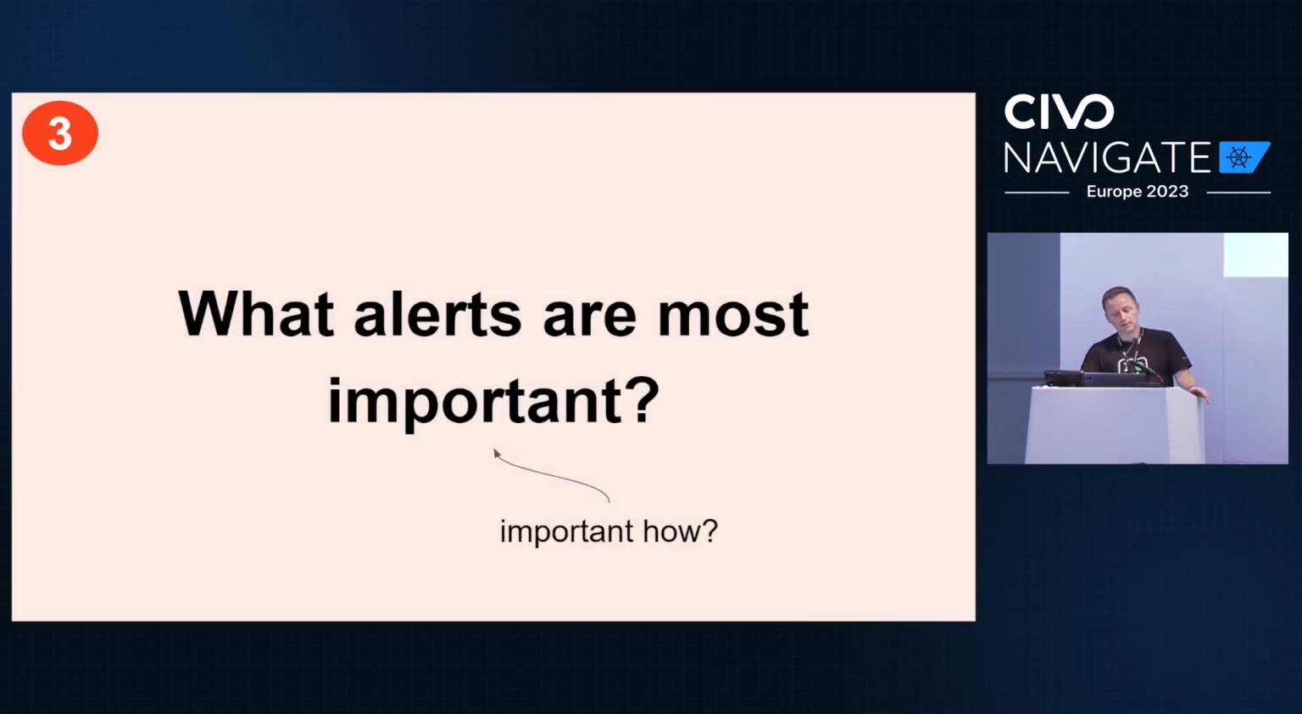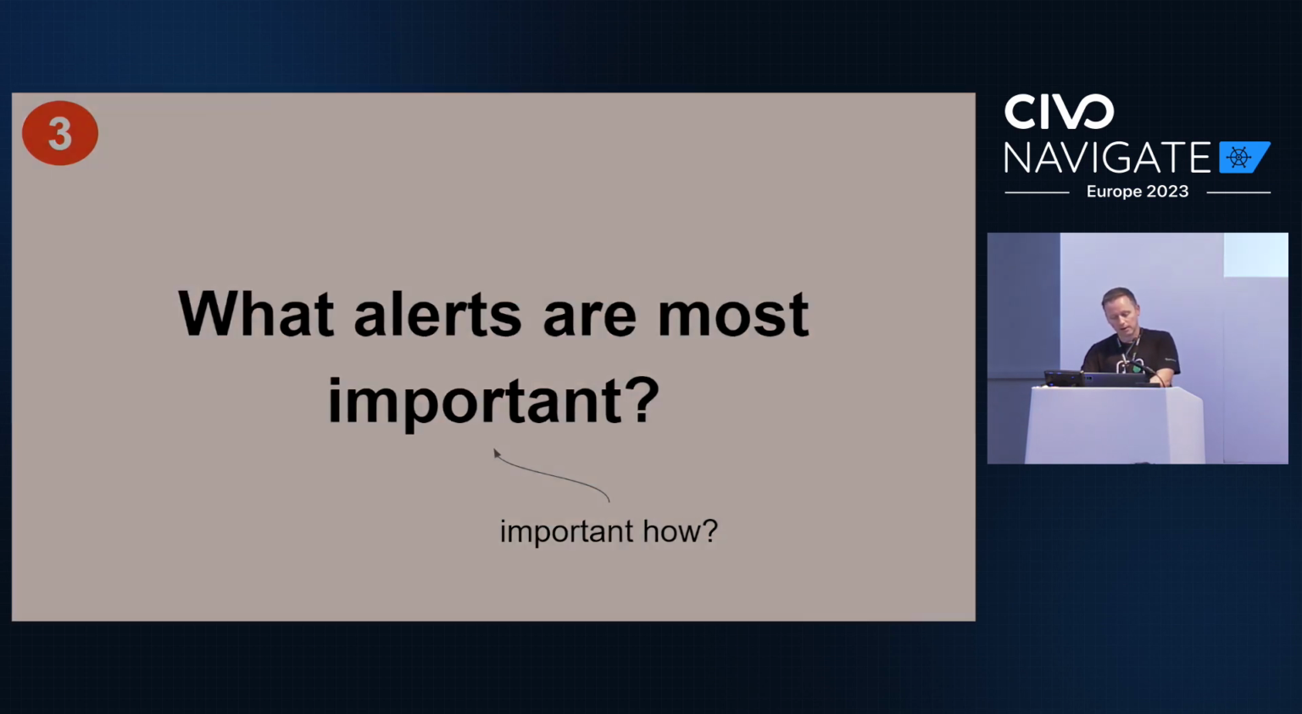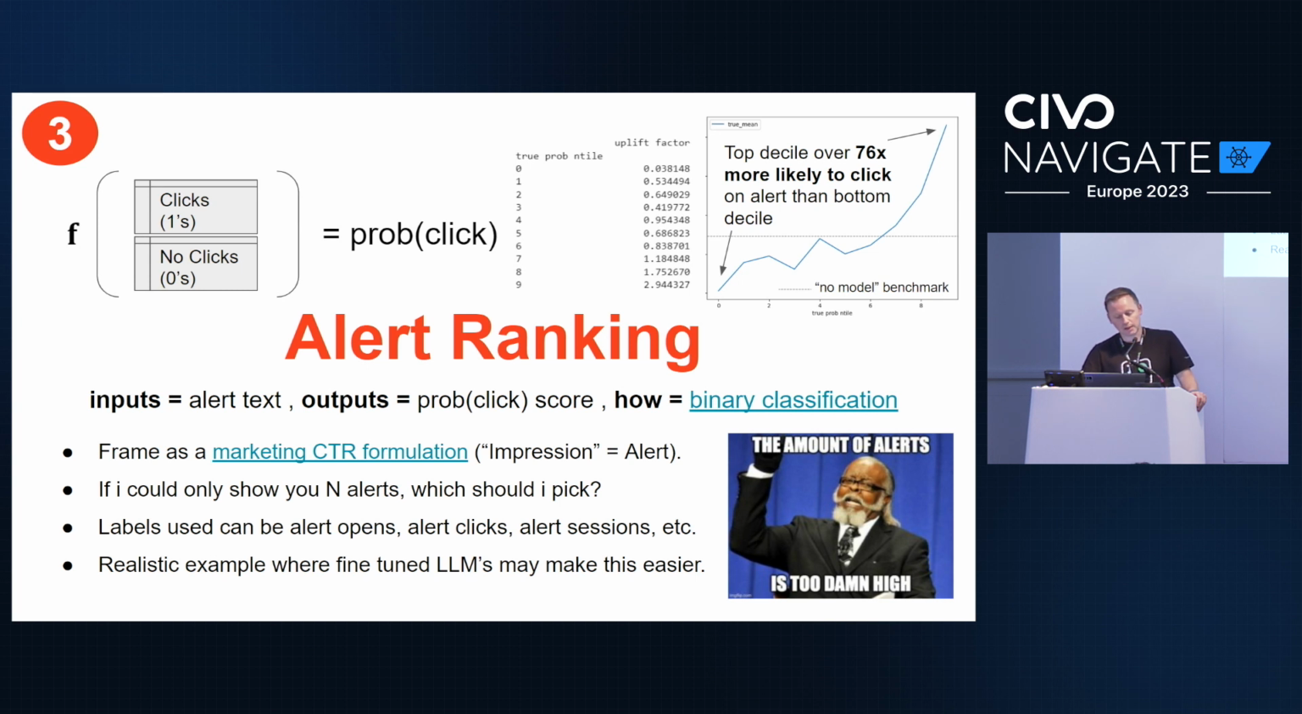The next one is what alerts are most important. This is one where we hear all the time about alert fatigue, too many alerts, and how to figure out which one you should look at first. I don't know why this hasn't been solved before, but basically if you think of an alert as an advertisement, then if you squint a little bit, you can turn alert ranking into advertising CTR prediction. The inputs are alerts, and the output is the probability that somebody actually clicks on that alert if they see it.